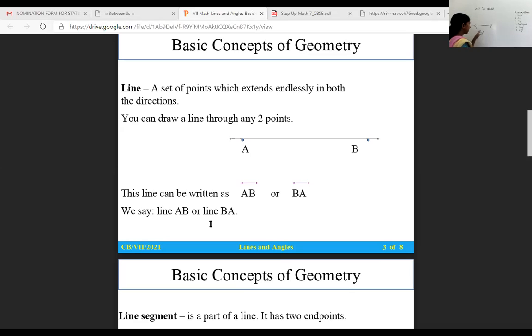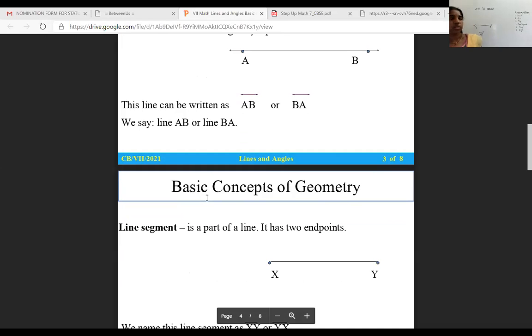I cannot collect a point from here to here. That doesn't form a line. I cannot go like this, collecting all the points together. So it has to be along a straight path. It should not take a curve. So it is represented in this way. This can be written in any way. I can say this line AB or line BT.